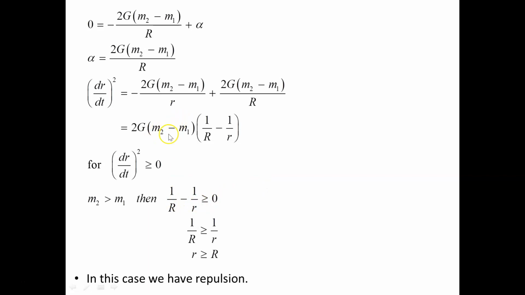Now there are 3 cases to consider because you've got m2 minus m1. It could be that m2 is bigger than m1, or m2 is less than m1, or the two are equal. So let's start where m2, remember that was our negative mass, is greater than m1. Then we have 1 on big R minus 1 on little r greater than or equal to 0. So 1 on R is greater than or equal to 1 on little r. And flipping that around, we get little r is greater than or equal to R. So in this case, where the negative mass is greater in magnitude than the positive mass, we clearly have repulsion, because at t equals 0 the particles were at R, and at all times after that, little r grows larger than the big R we started with. So we have net repulsion.